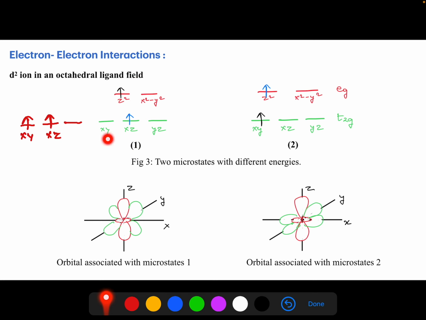For example, my dxy electron goes from t2g to dz2. And for the same transition, instead of my dxy electron, my dxz electron jumps from t2g to eg of dz2. So in total I have only depicted two microstates with different energy for the excited state, for one of the excited states, we can say.